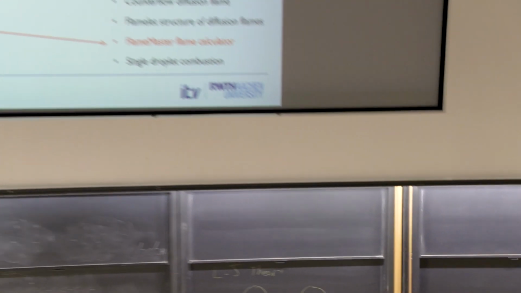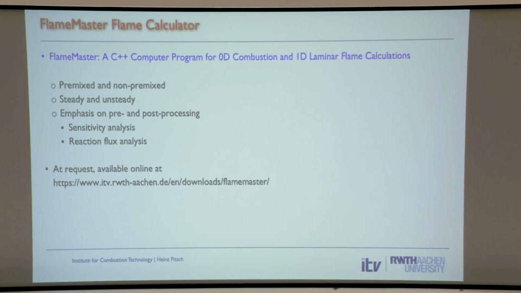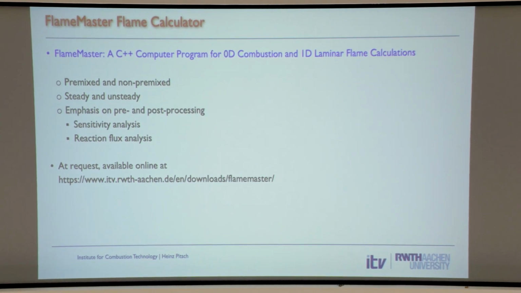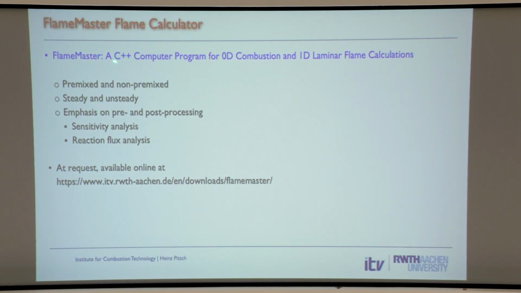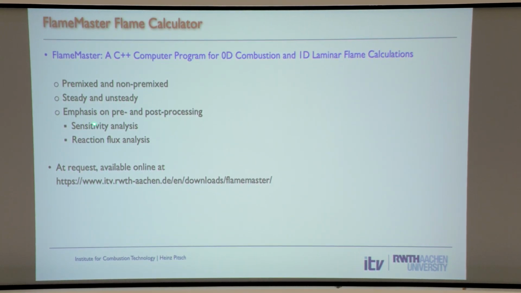So I want to show you how this code works, what the idea is behind it. I could also do some simulations here and show you how it runs. Let's see if we get to this. FlameMaster is a C++ computer program for 0D combustion and 1D laminar flame calculations, basically a homogeneous reactor. Here premix, non-premix, steady, unsteady, with an emphasis on pre and post processing. You solve these flame equations, a perfectly stirred reactor, all these configurations that we use, anything that's 0 and 1D, steady or unsteady, is what we solve.